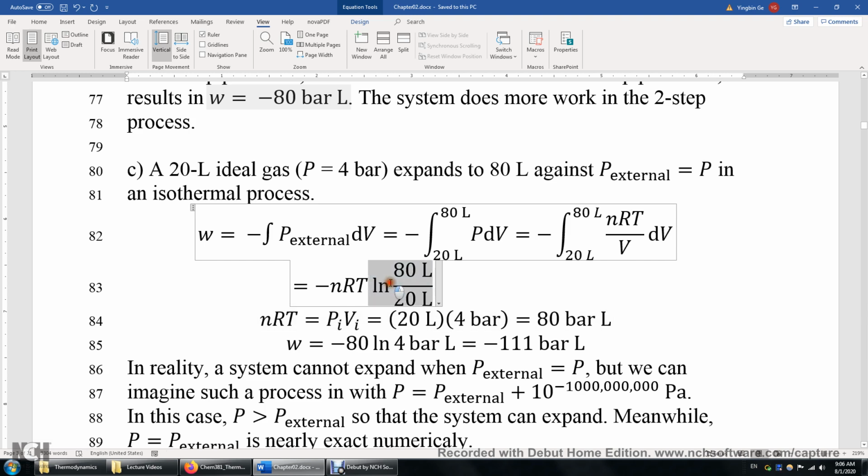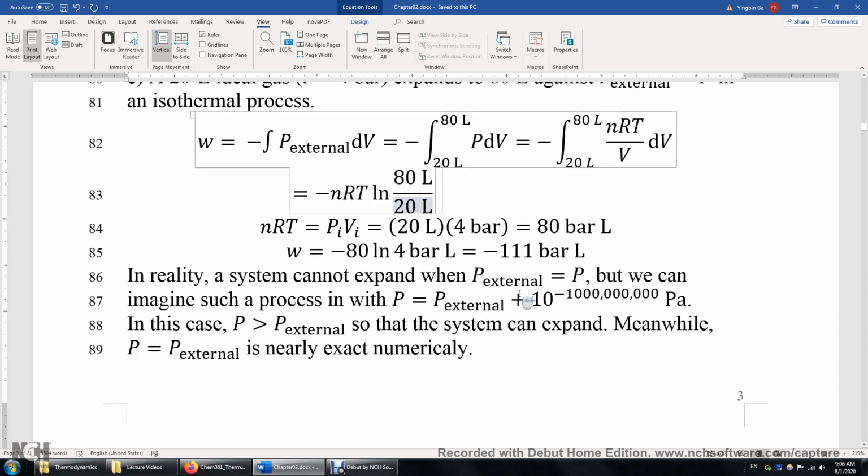The logarithm is the natural logarithm. I think the base is 2.71828. Okay, ln 4 is roughly 1.4. You do the math, it's going to be negative 111 bar liters. It's different from negative 80 bar liters in process B. It's different from process A, which is negative 60 bar liters.